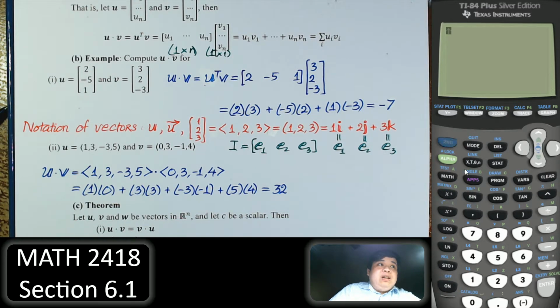Hit second, the parentheses. So what we do here is we use a list: 1, 3, comma, -3, comma, 5. So we just have a list of 4 numbers. It looks like that. And then we just multiply. By the way, this is pairwise multiplication, so it's not going to give us the dot product right away. We have to do one more thing with it.